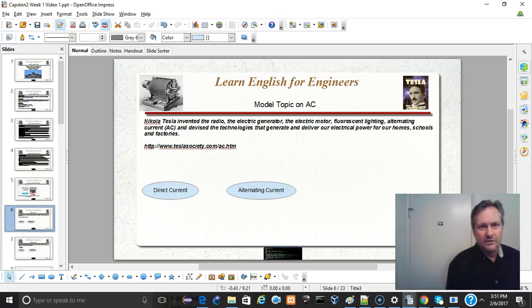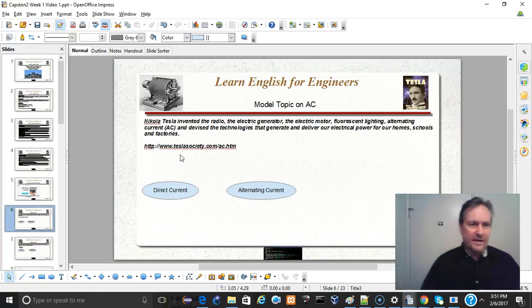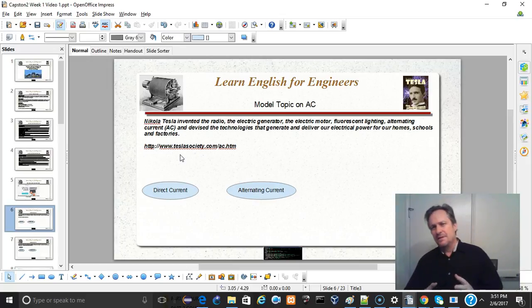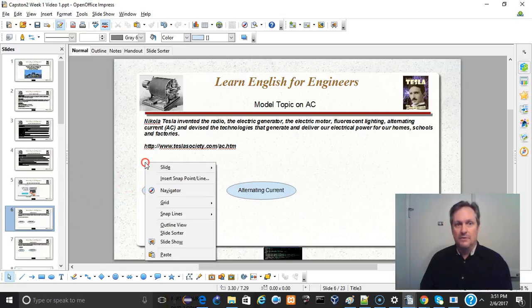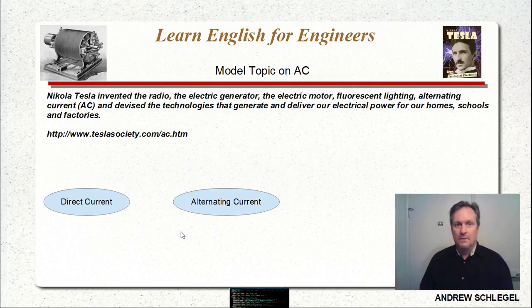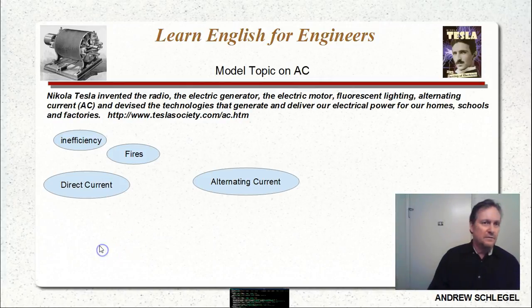If you looked at this article that we read from the Tesla Society, he's discussing basically two things, which is comparing direct current and alternating current. So does anybody have anything they can take from the article that was about direct current? Yes, very good. Direct current is inefficient. What else about direct current?